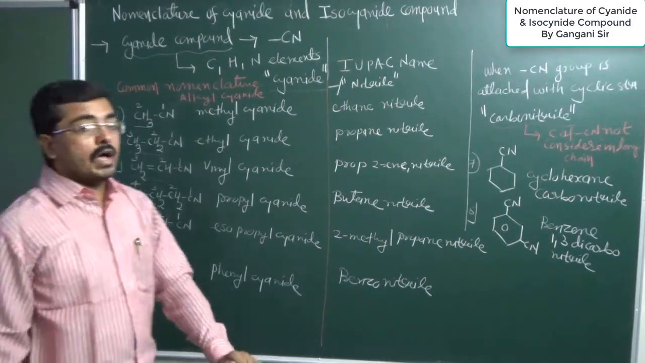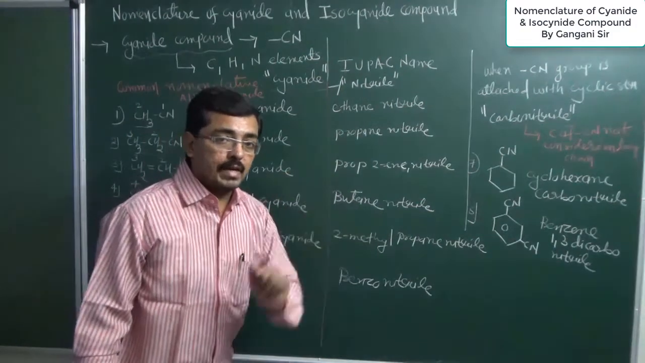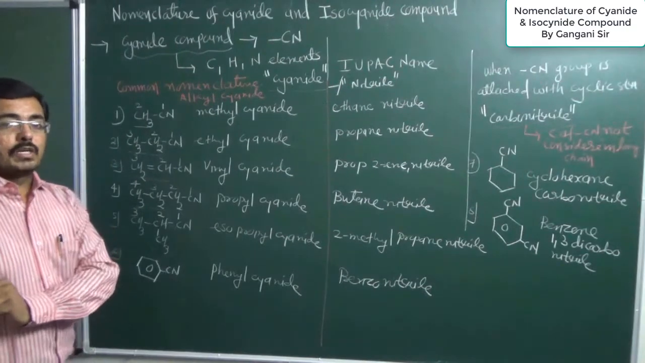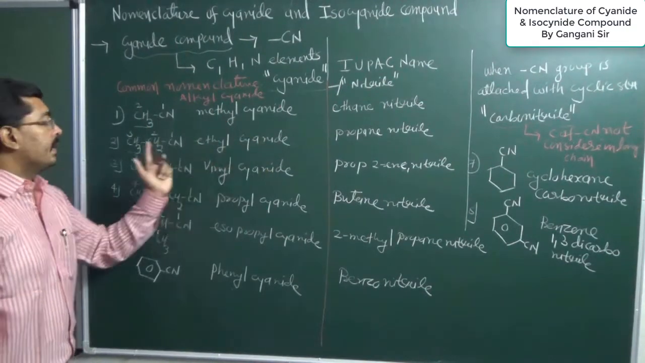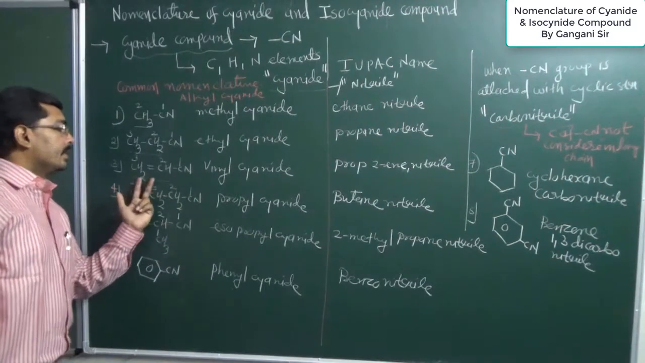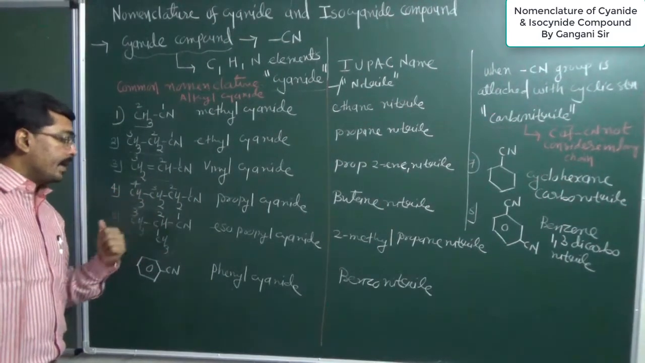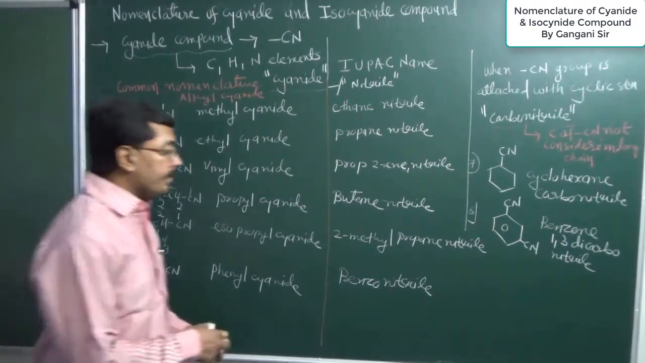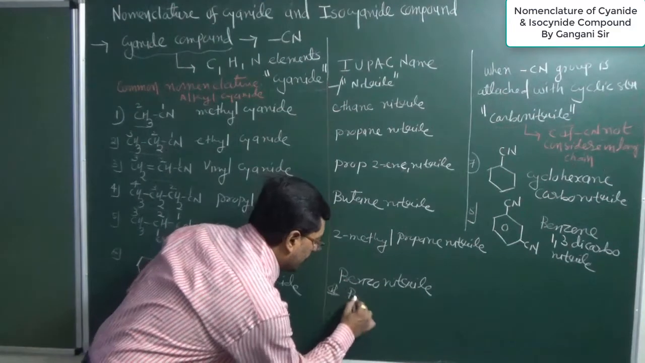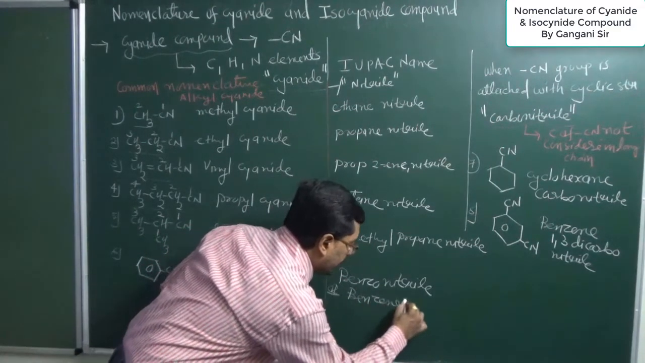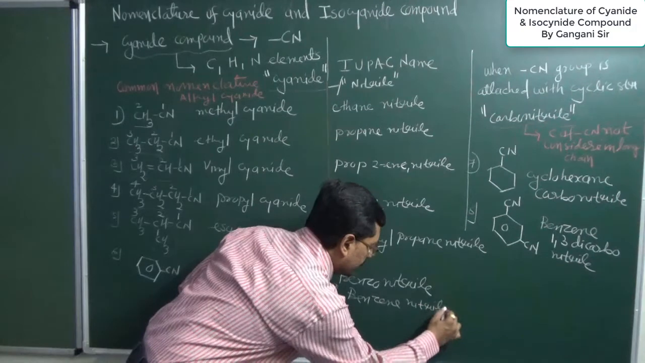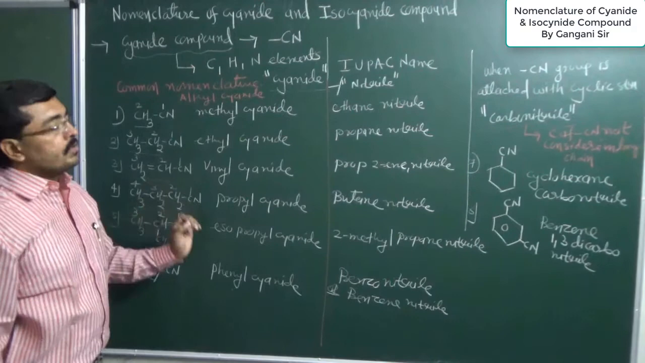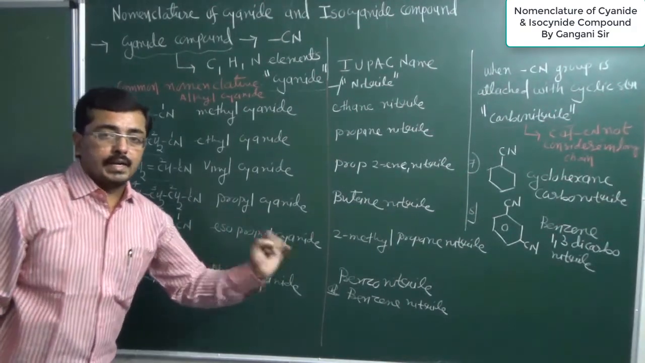But when we are giving the IUPAC name by using the suffix nitrile, the carbon of CN is considered in the long chain. So it is two carbon ethane nitrile, three carbon propane nitrile, then prop-2-ene nitrile, butane nitrile, 2-methyl propane nitrile and benzonitrile. Or we can give this name also for this structure: benzene nitrile. So by using this method, one can give the IUPAC as well as the common name of a cyanide compound.